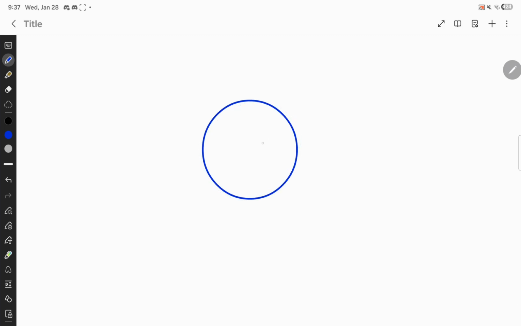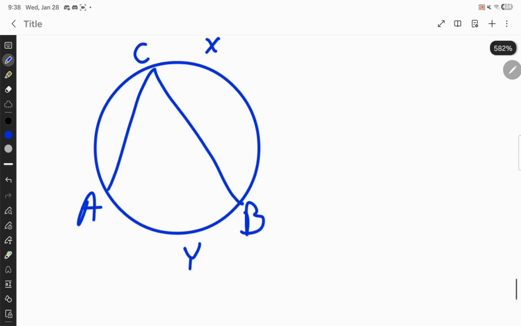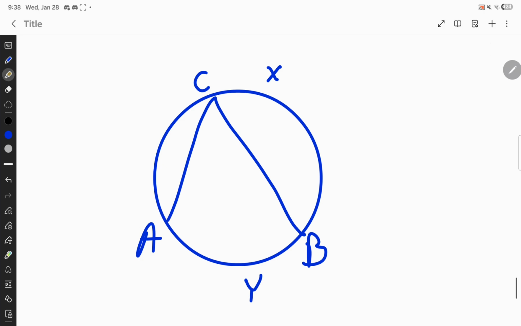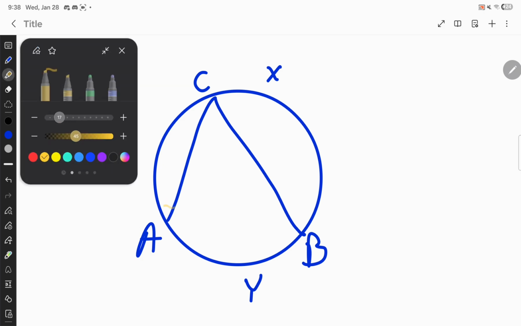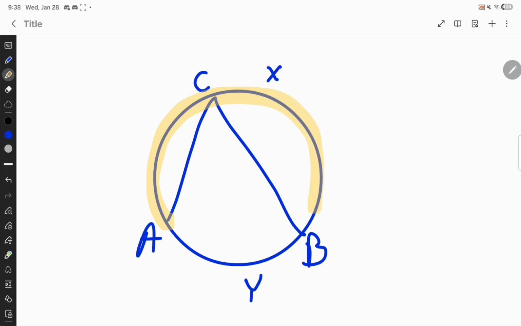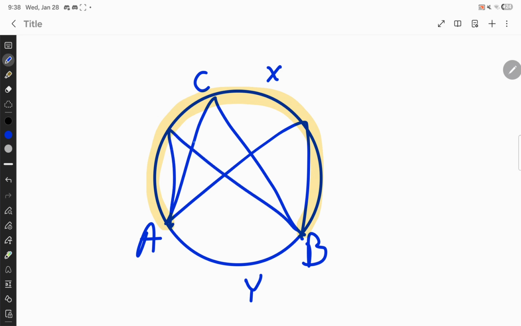So if we have a circle and this cat ear shape made by the points A, B, C, then if we go along the arc AXB, this angle will always be equal. If we get a protractor, you can see that the two cat ears that I drew are the same.